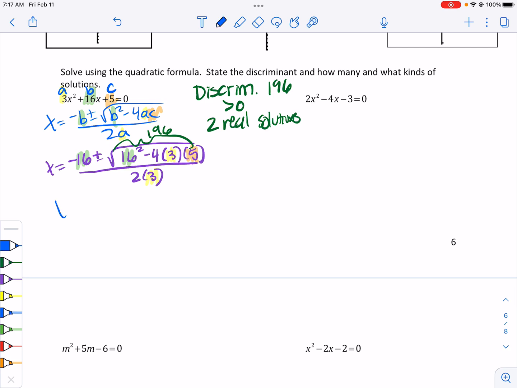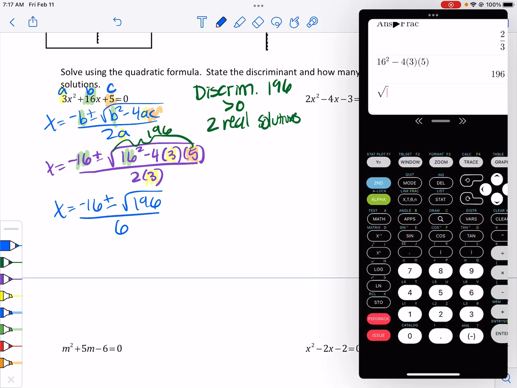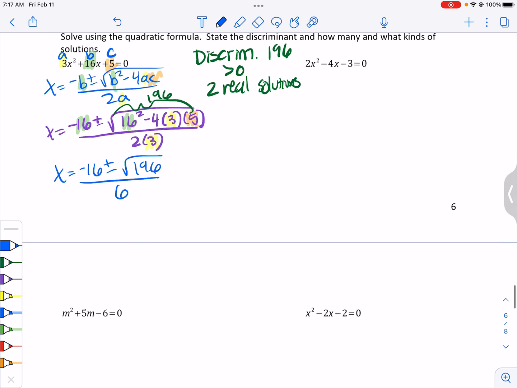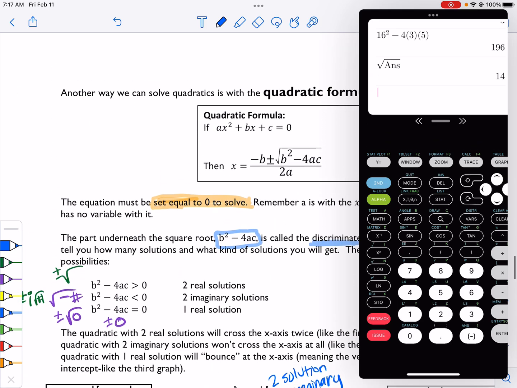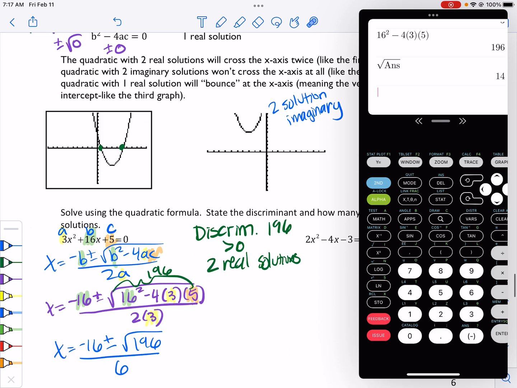So now I have x equals negative 16 plus or minus the square root of 196 over, and then I'm going to simplify the 2 times 3, which is 6. Now I'm going to check and see if 196 is a perfect square. So I'm going to do second square root, second answer, and it gives me 14. So it is a perfect square. Or you could break down your number. If the answer you get here is a decimal, then that means it's not a perfect square, and you have to break down your numbers in your root like we did with these problems up here to find the pairs that can come out. Okay?